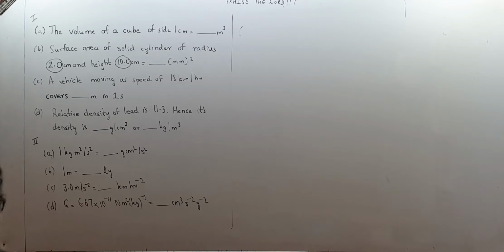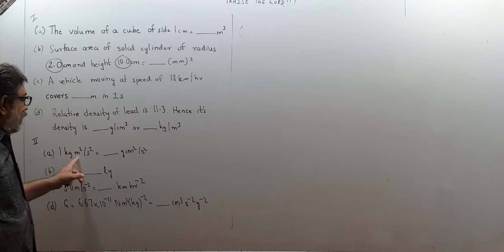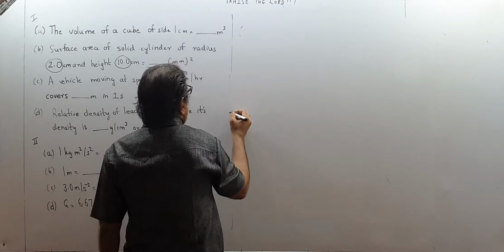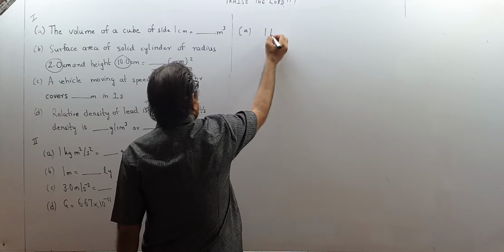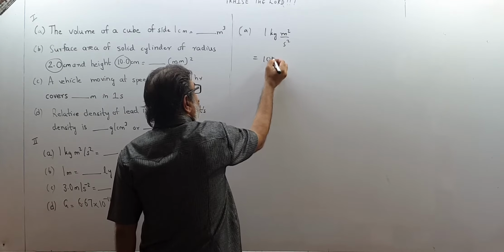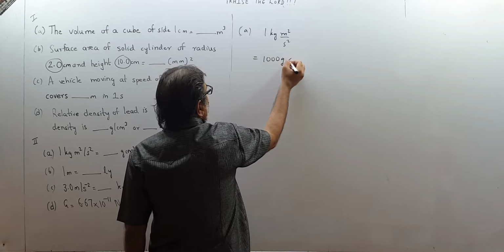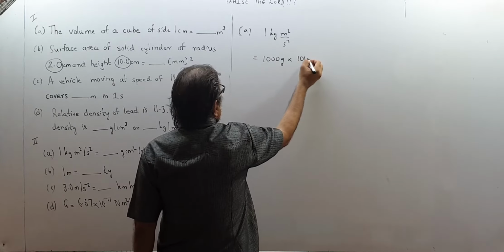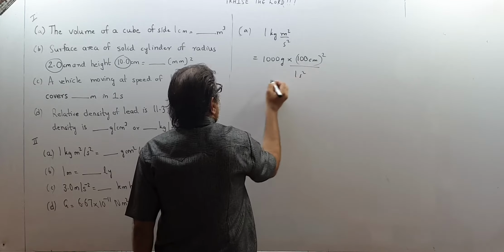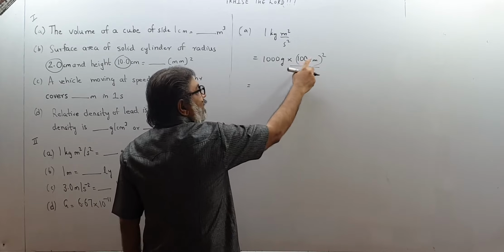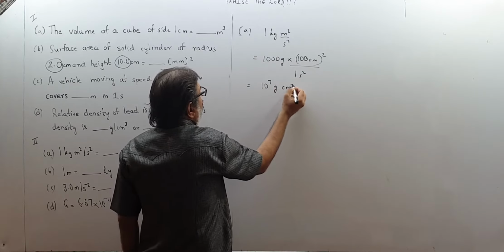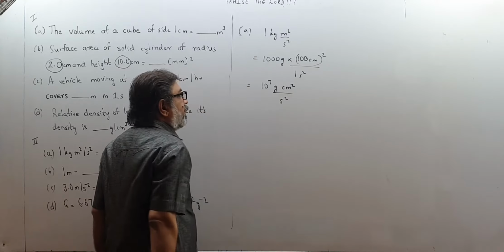See, the next one is 1 kg meter square per second square is how many gram centimeter square per second square? So very easy, children. 1 kg meter square upon second square. This will be 1000 gram. 1 meter means 100 centimeter square upon 1 second square. So this is 10 raised to 4 and 10 raised to 3. This becomes 10 raised to 7 gram centimeter square upon second square.